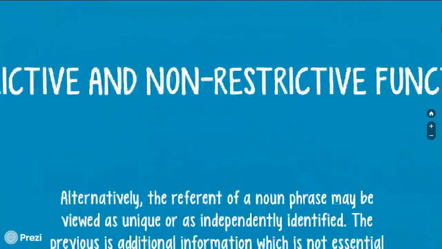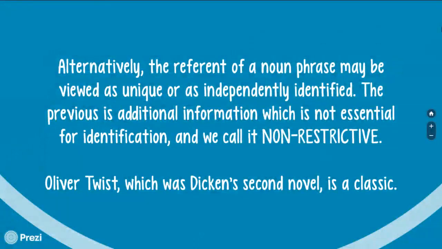Alternatively, when we do not need to identify the head noun because it was already identified, or because it's unique or independently identified within the clause, in this case we have a non-restrictive function. Non-restrictive relative clauses are not essential information and they are not needed to identify the head noun.